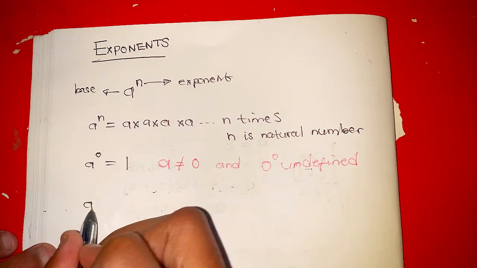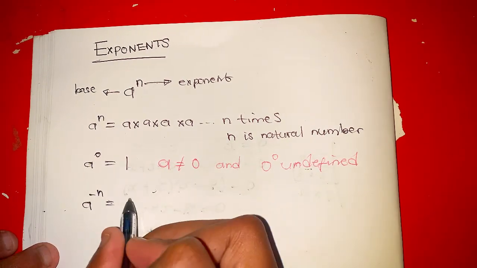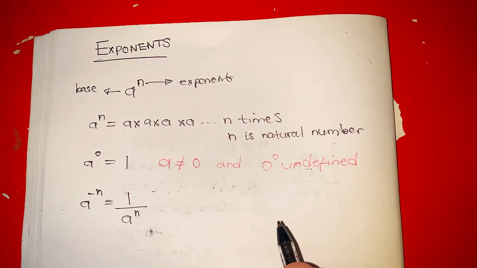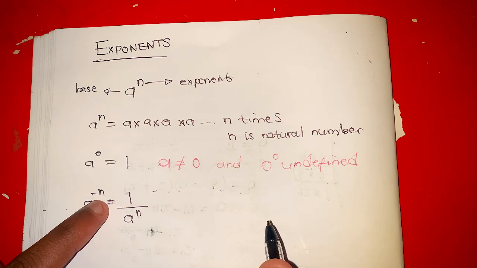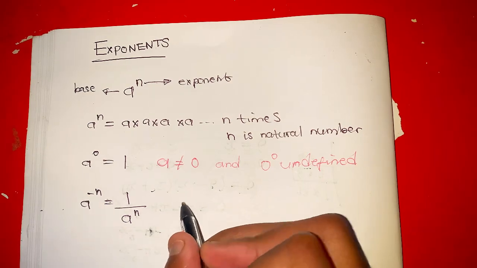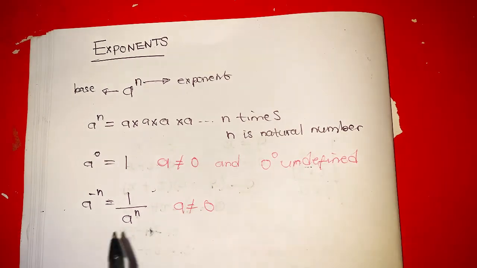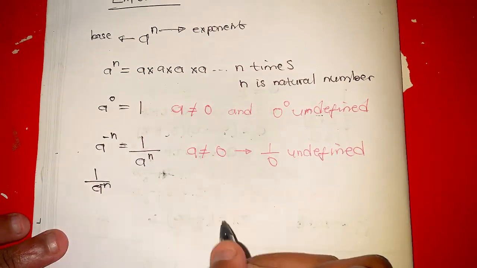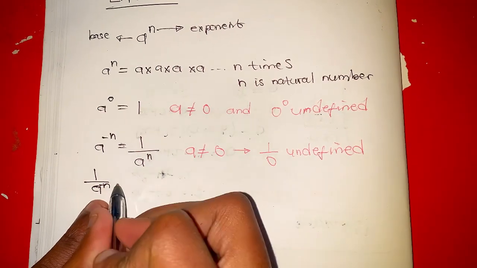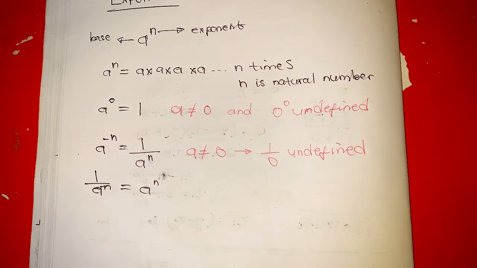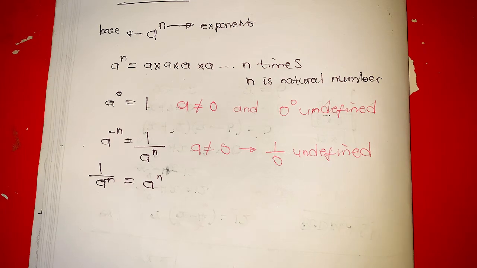Now, if you have a to the power of negative n, this can be expressed as 1 over a exponent n. So the negative n means a is a fraction. This is expressed as a fraction, where a is not 0 because 1 over 0 is also undefined. Similarly, 1 over a exponent negative n will be equal to a to the power of n. These are laws of exponents. You need to know this in order to be able to solve your exponents.